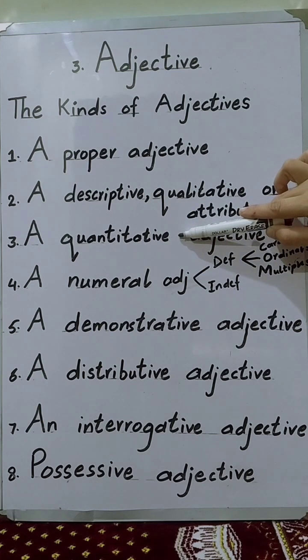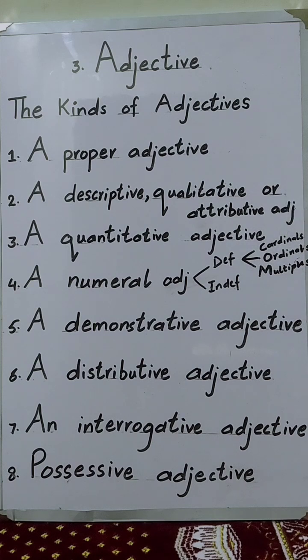A quantitative adjective is one that shows how much quantity of a thing is meant, right? For example, she has no sense. He ate much bread. I didn't eat any apple. You drink little milk. So in these examples, no, much, any, little are examples of a quantitative adjective. A quantitative adjective is always followed by a singular material or abstract noun.